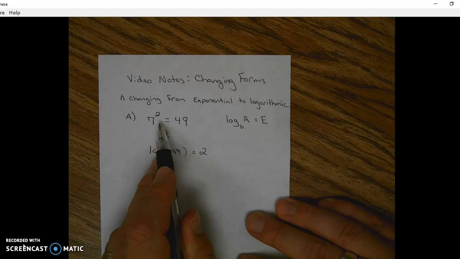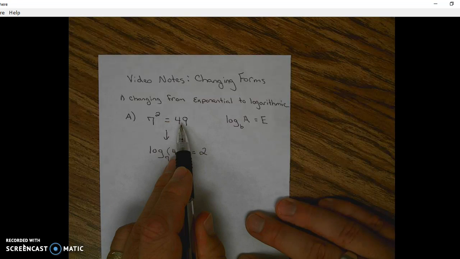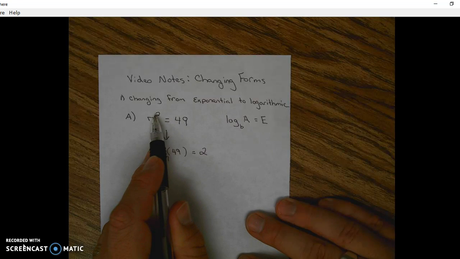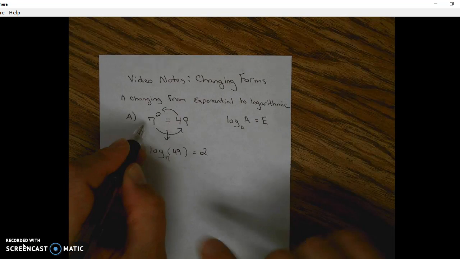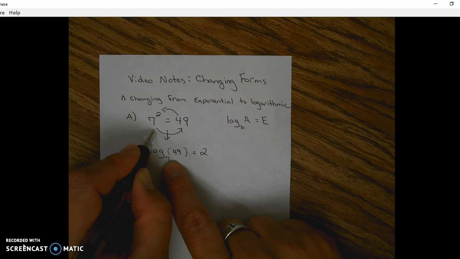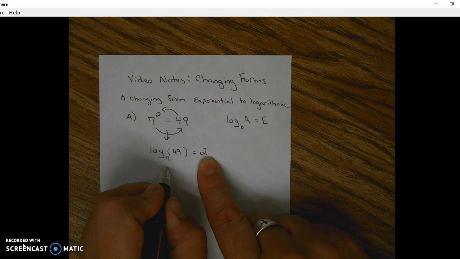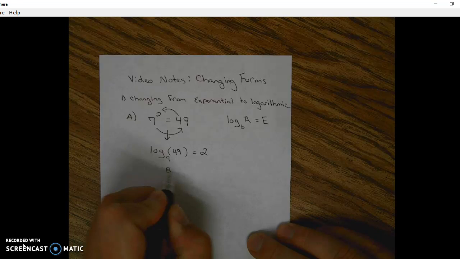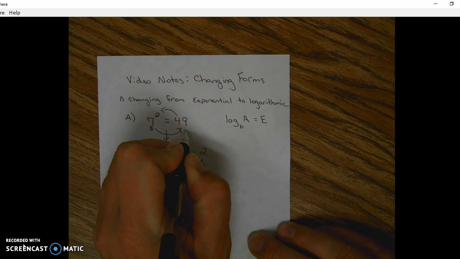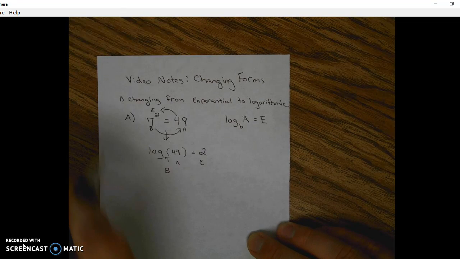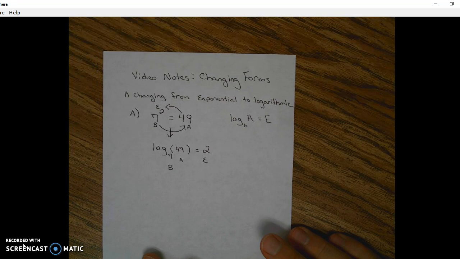So if we want to write an equation in logarithmic form, we put the base in, then the argument, and then the exponent. It kind of goes in a circular motion like this, in this order. First the base, then the argument, then the exponent. B, A, E. Let's go ahead and look at another one.